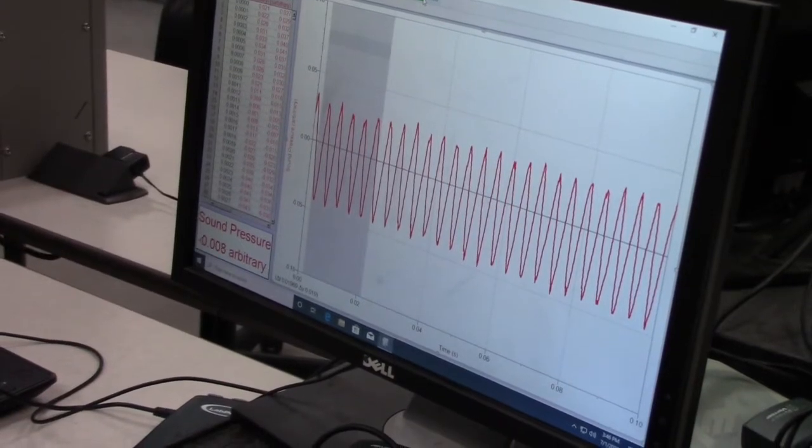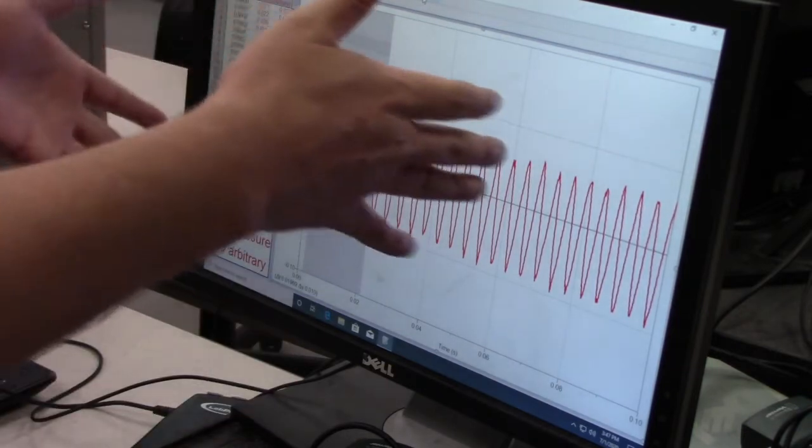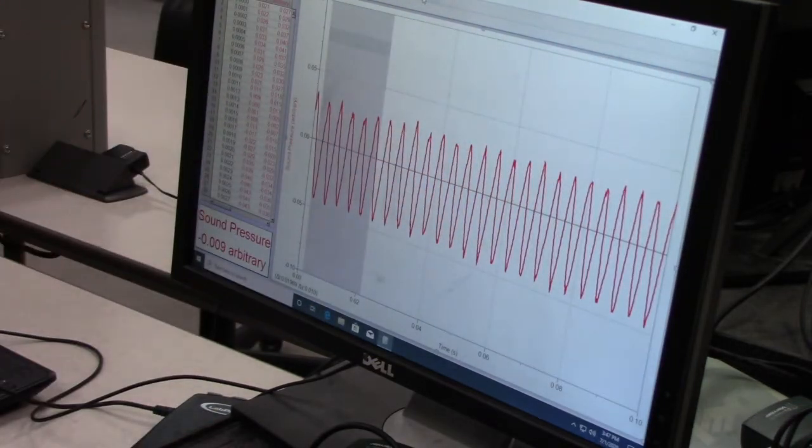And here's what the data looks like. So you'll notice that this is a higher frequency sound wave than what we had before for the 128 hertz tuning fork. And the way that looks when we plot this out is the sound wave is oscillating faster. So the peaks are closer together in time than before. That's exactly what we'd expect.